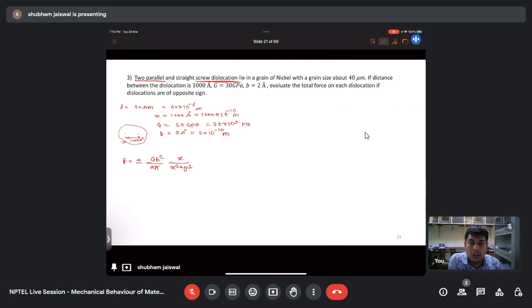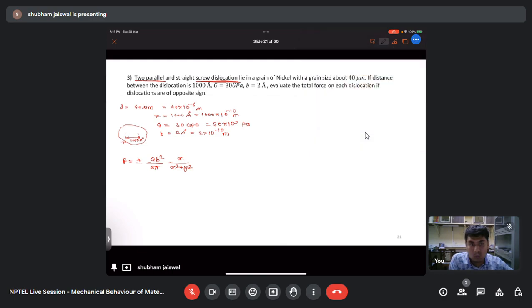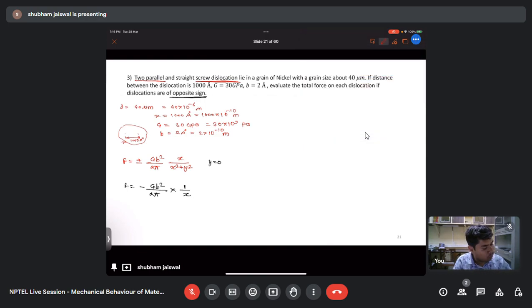So here in this case, they have not given the Burgers vector differently, so I am assuming both the Burgers vectors are the same for both dislocations. So F = Gb² upon 2π into x upon (x² + y²). As these are parallel and straight, y equals 0, and here they are of opposite sign, so opposite sign means negative. So F equals negative Gb² upon 2π into y is 0, x upon x² is 1 by x. So now you have all the values, find out the force.